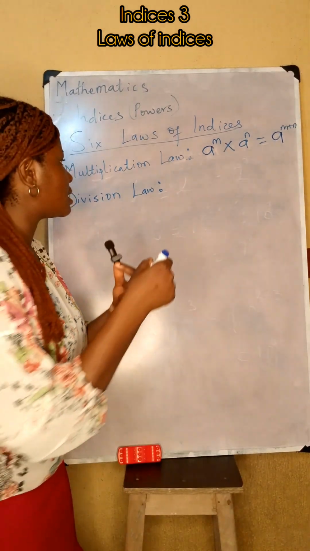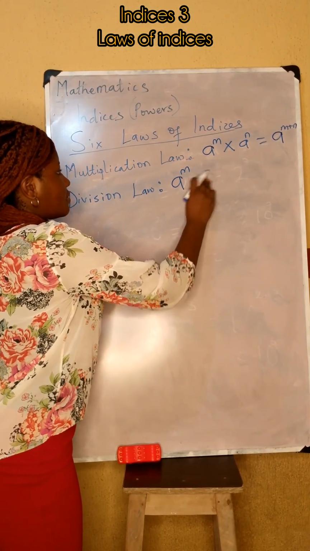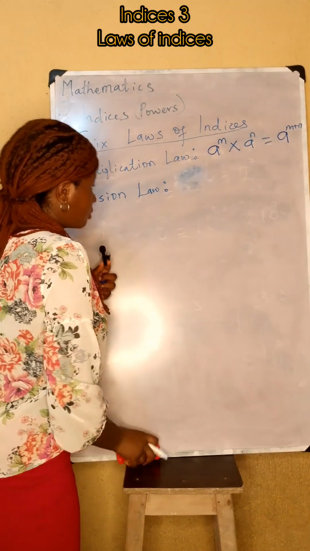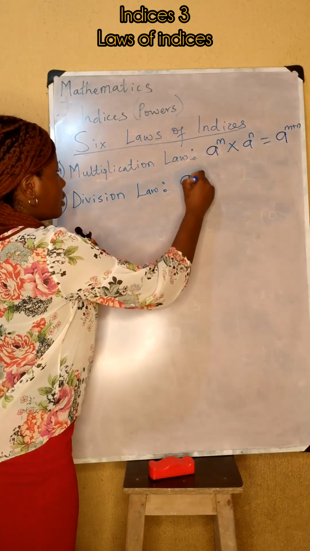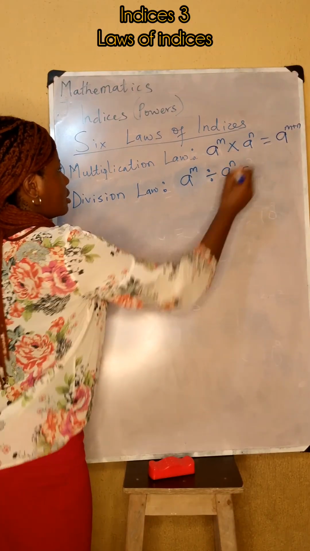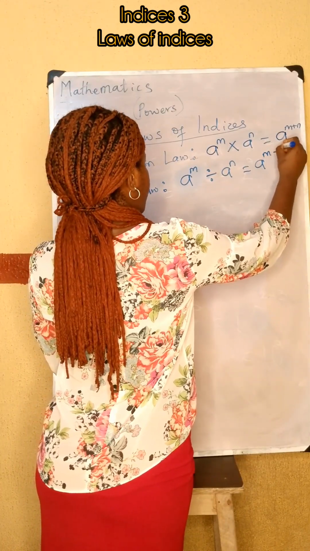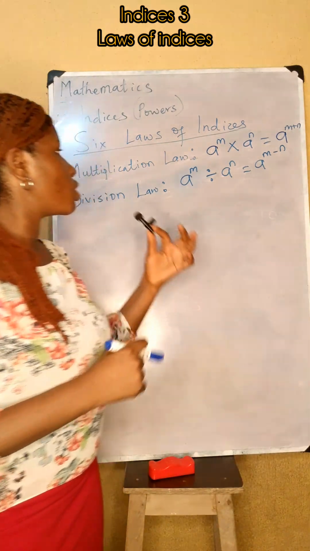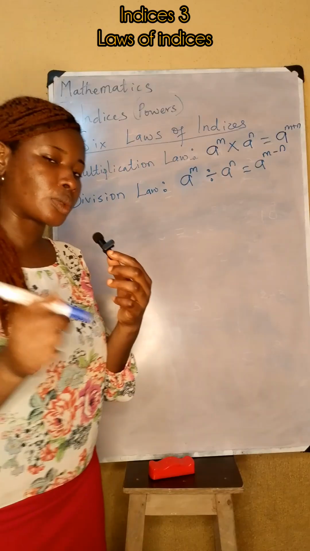So mathematically, this is if a raised to power m is being divided by a raised to power n. This is now going to become a raised to power m minus n. So this is what it looks like mathematically. Once they are dividing, as long as the bases are the same, we pick one base and subtract their powers.